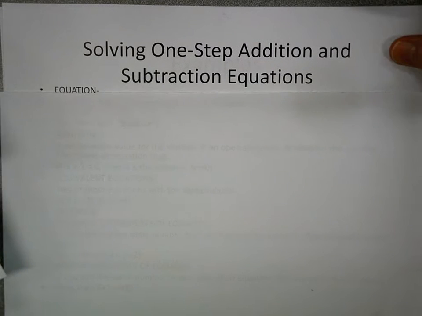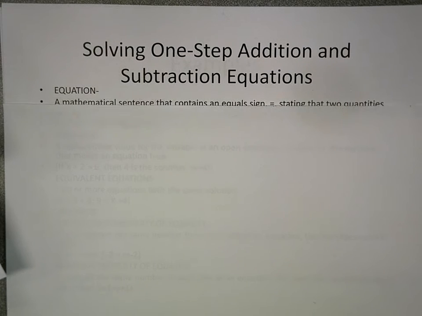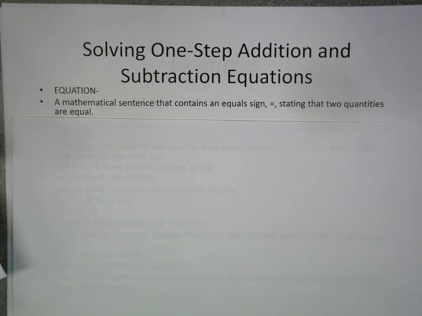Our very first vocab word is the word equation. Everyone? Equation. Here's what your book says: an equation is a mathematical sentence that contains an equal sign. They have an equal sign written there, stating that two quantities are equal. Two quantities are equal.